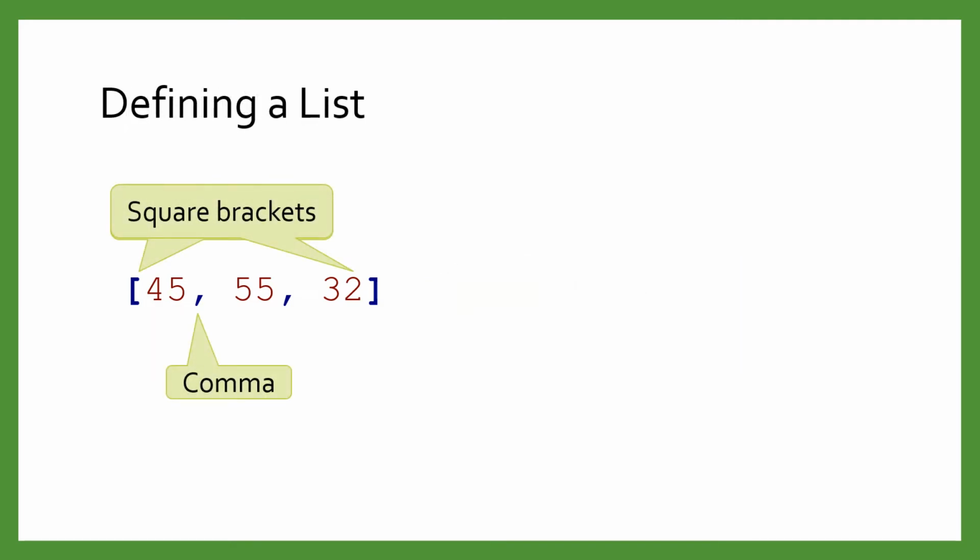We create lists using square brackets. Each value that we want to put into the list is separated by commas. The square brackets are critical to making this a list. Without them, it is not a list.